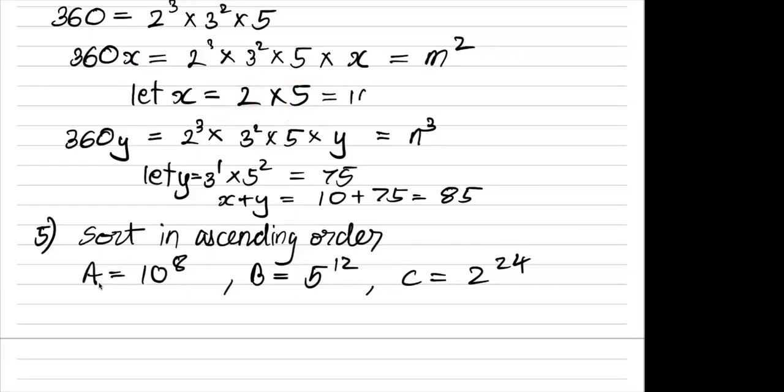Now, the conditions for y into 360 to be a perfect cube. The exponent of 2 is 3, which is already a multiple of 3. So, no change is needed for 2. Similarly, the exponent of 3 is 2, so we need to add one more factor of 3 to make the exponent a multiple of 3. And the exponent of 5 is 1, which is not a multiple of 3. So, we need to add two more factors of 5 to make the exponent a multiple of 3. Thus, for y we need to multiply 3 to the power 1 into 5 squared, which is 3 into 25, which is 75. So, x plus y equals 10 plus 75, which is 85.